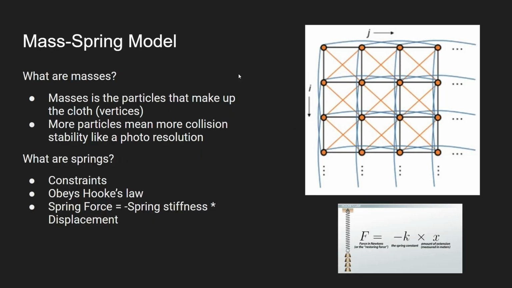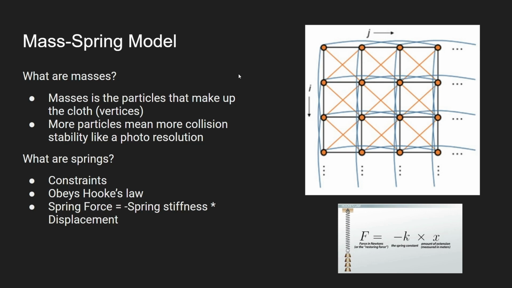So the last simulation method is the mass spring model, and we have to talk about masses and springs. Masses here are the particles that make up the cloth. So if there are more particles, it means there is more collision stability. Springs here are there to hold the particles together in the cloth, while also preserving the constraint configuration. And these springs have to obey something called Hooke's law.